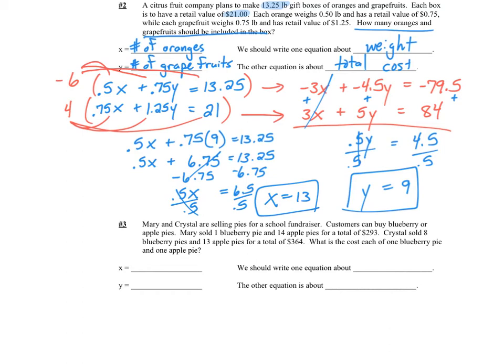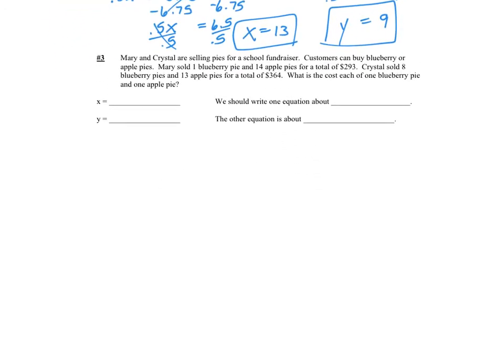Right, and then we got one more. So Mary and Crystal are selling pies for a school fundraiser. Customers can buy blueberry or apple pies. Mary sold 1 blueberry pie and 14 apple pies for a cost of $2.93. Crystal sold 8 blueberry pies and 13 apple pies for a total of $3.64. What is the cost of each of 1 blueberry pie or 1 apple pie?